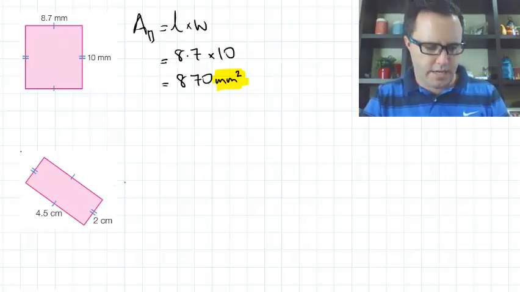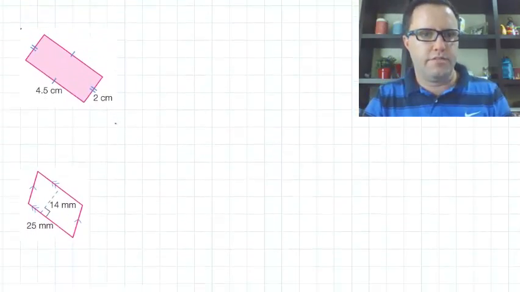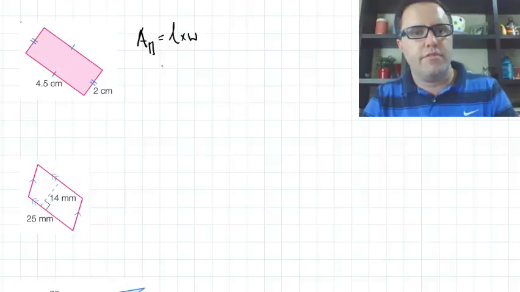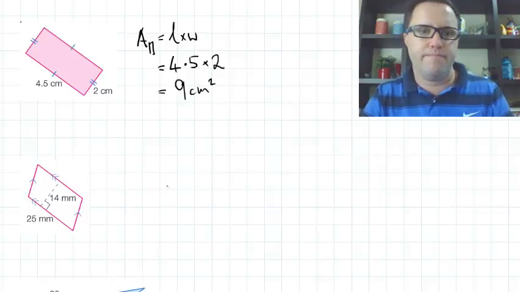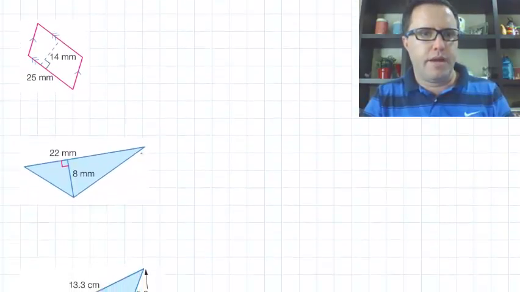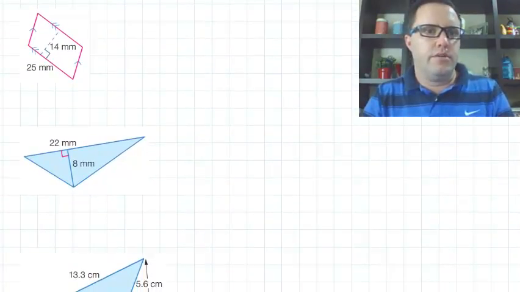All right, our next one here. So here's a sort of lopsided kind of rectangle. So we've got the area of this rectangle is equal to length times width. See, I'm stating my formula. And I'm going to go 4.5 as my length times 2, which is 9 centimeters squared. Okay. All right, we've got ourselves a parallelogram now.